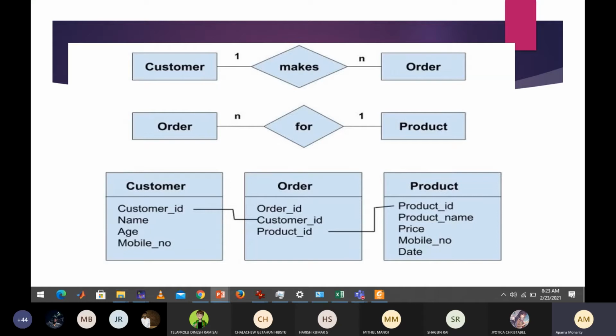So this is one to many. This is also many to one. If I combine these two, I get a many to many relationship. Is it clear? Could you understand this much?